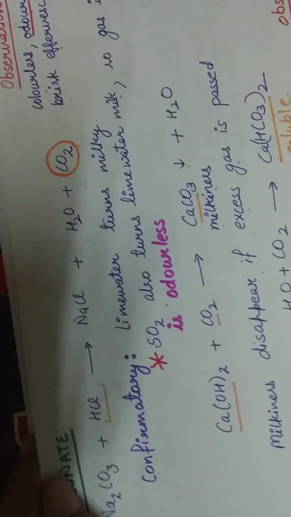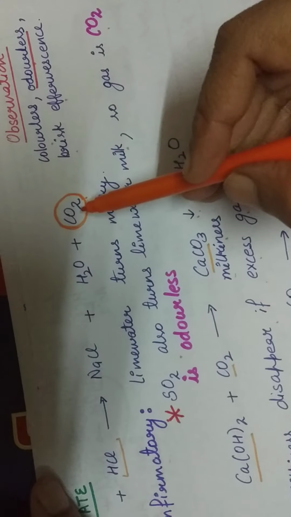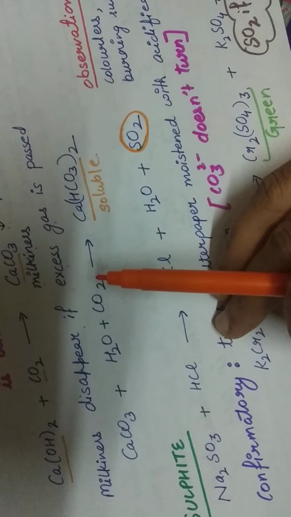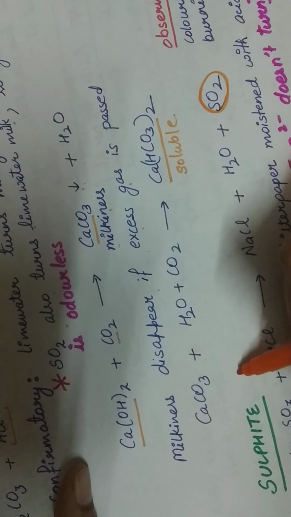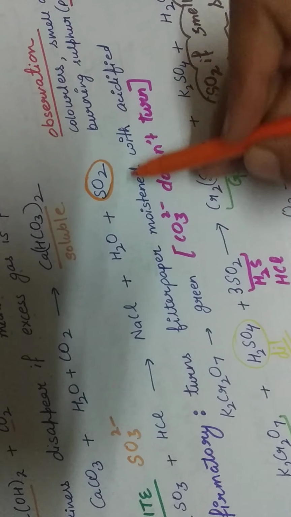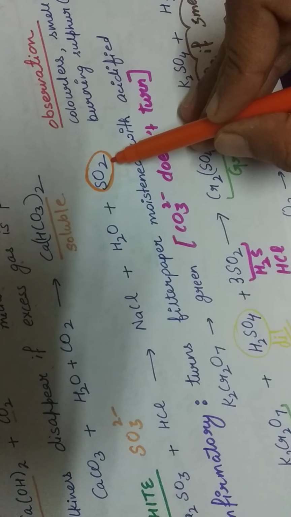Then carbonate, for which carbon dioxide gas is released, and we can test it by lime water. Then the second ion is the sulfite ion. The sulfite ion is SO3 2 negative. Now in this case sulfur dioxide gas is released.